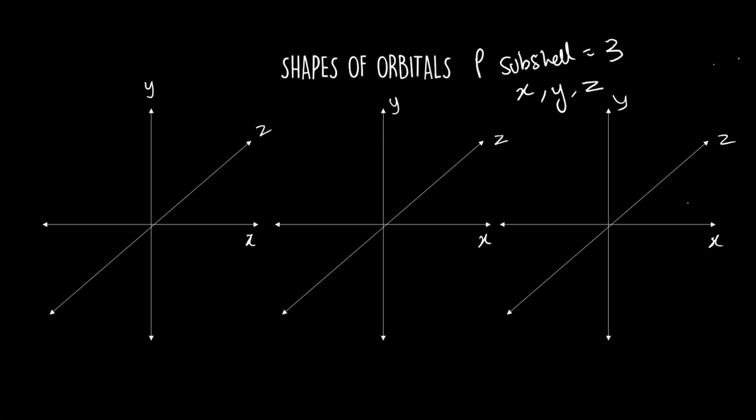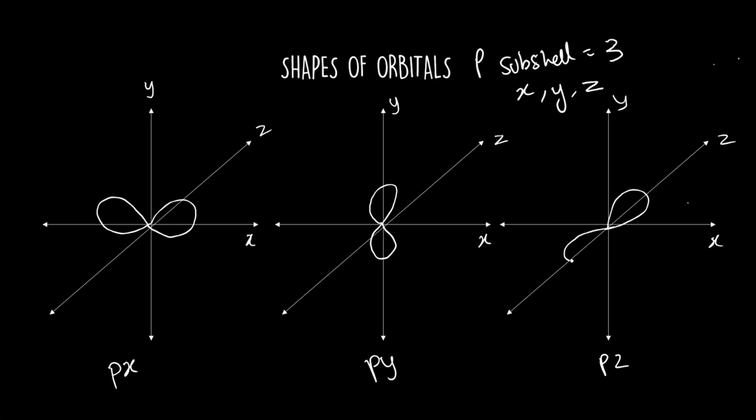So let's first draw what I would call a px, and then I'll draw the py, and lastly the pz. Now the px, as the name suggests, has an orientation along the x-axis. So you would draw something like that. And py is a p orbital oriented along the y-axis, so something like this. And finally the pz is an orbital that is oriented around the z-axis, so something like that.